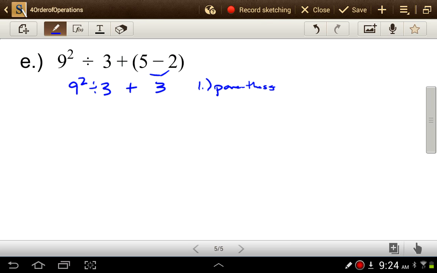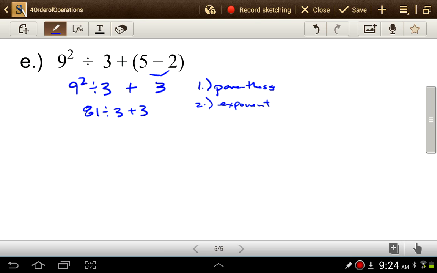Okay, now I have an exponent, I have division, and I have addition. So I'm going to have to do my exponent next, because that's what's next. So 9 squared is 81 divided by 3 plus 3. Notice I rewrite the entire problem. I have it, so I don't need to look up above anymore. Whenever I write my step, I can have all the information I need.